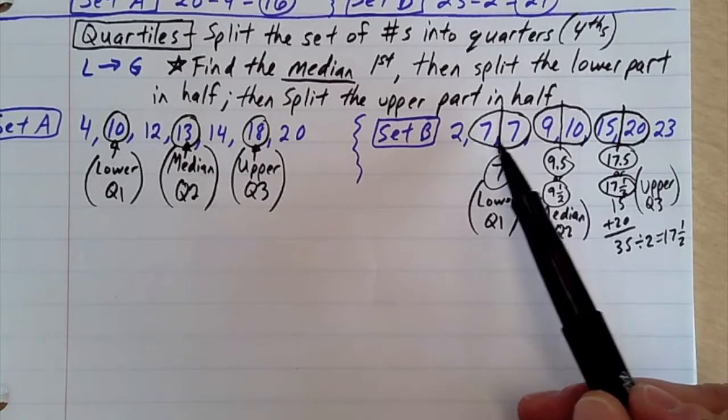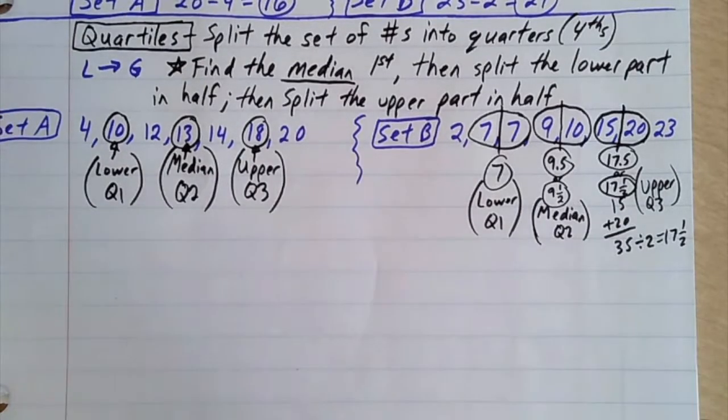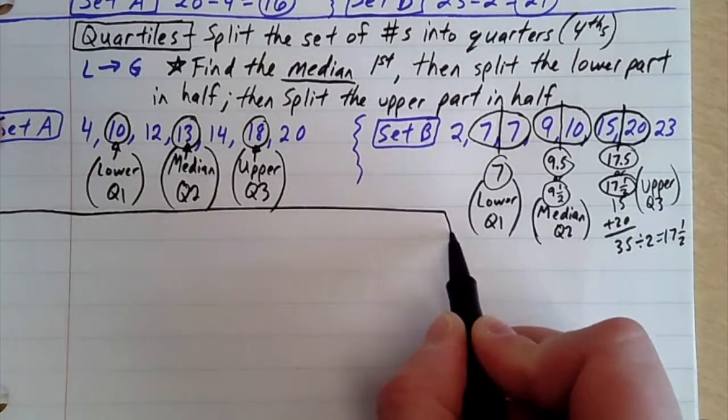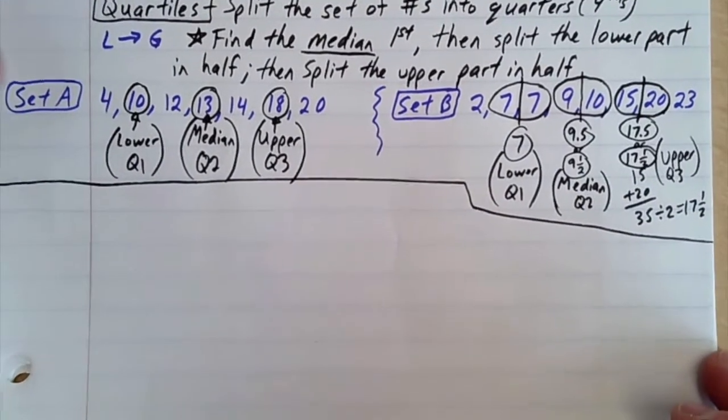This one was easy because they were both 7. And we'll work on that. That's a lot of information all at once, so we'll practice that.